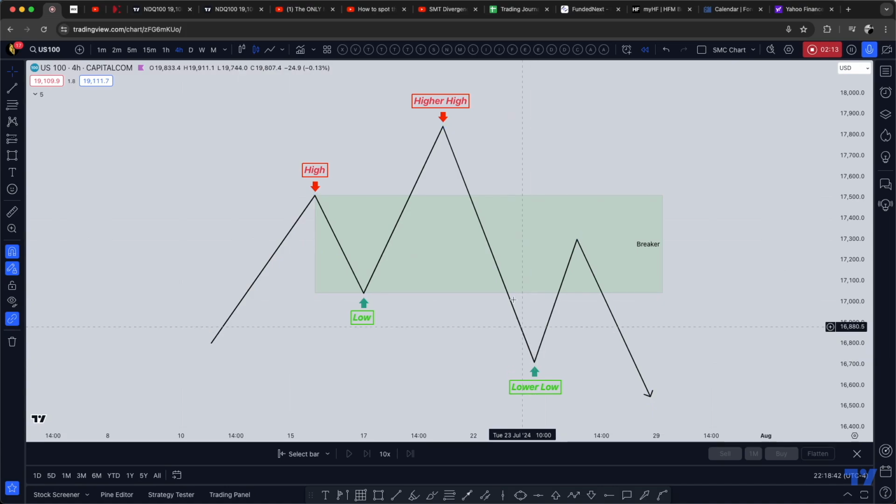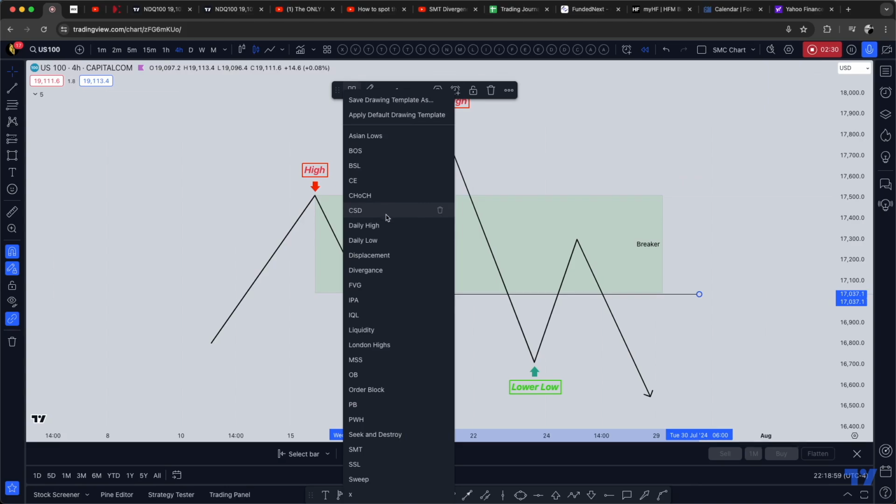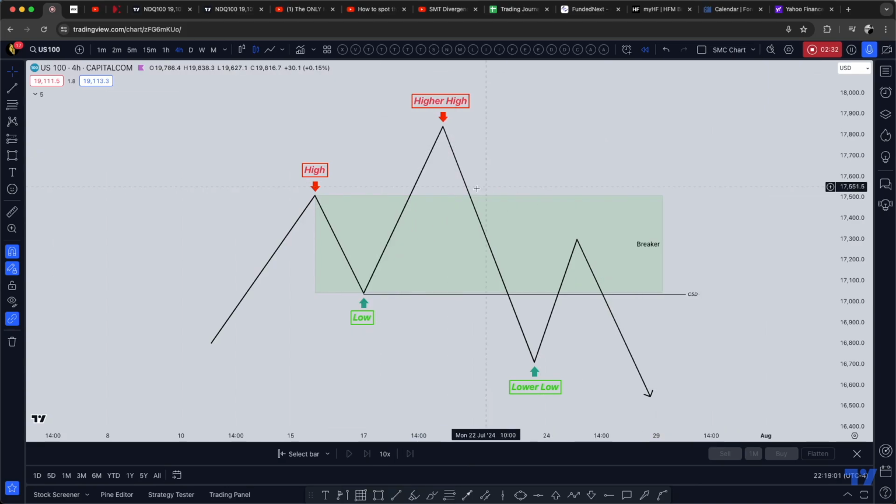When the market breaks this low right here, it creates what's also known as a change in the state of delivery. It has many wordings: CHoCH, change of character, market structure shift. It is the same thing. So it creates a change of direction. The price is breaking, and the structure is breaking the previous low.